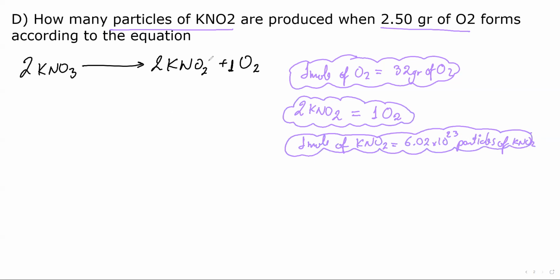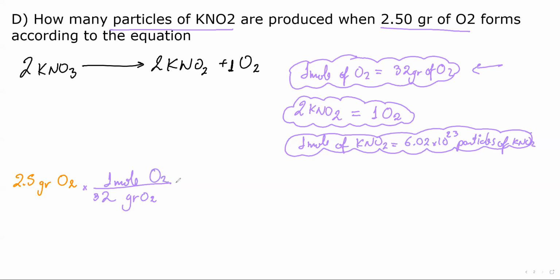Now let's solve this problem. Okay, so let's put what you're given. What you're given is 2.50 grams of O2. Let's get rid of the grams of O2, so let's multiply times a fraction. What do you want to get rid of? You want to get rid of the grams of O2. What's the relationship that you have with respect to the grams of O2? Right here. 32 grams of O2 is equal to 1 mole of O2.